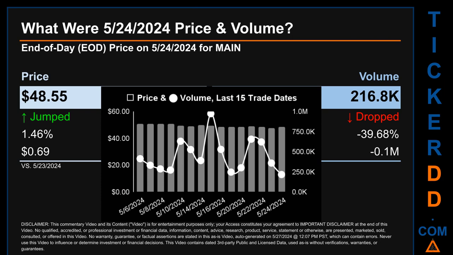Across a range of $3.03, the max and minimum end-of-day price were respectively 50.88 and 47.85. Volume saw a range of 756.5 thousand, from a day low of 216.8 thousand to a day high of 973.3 thousand.